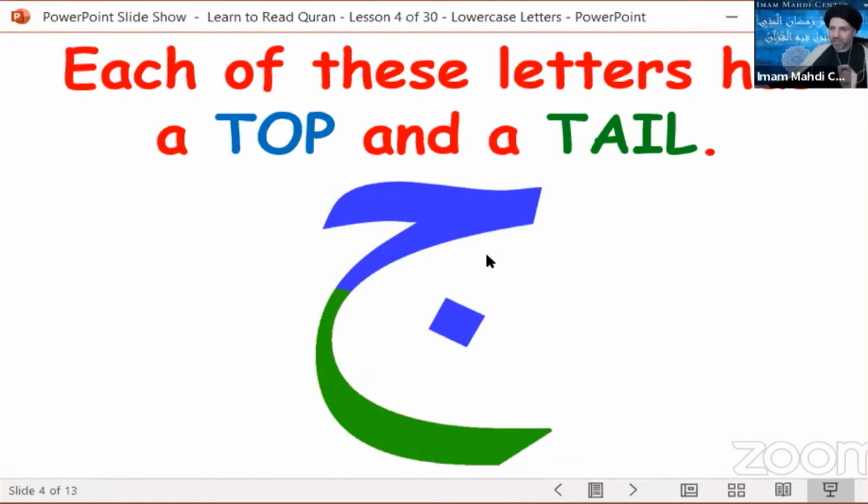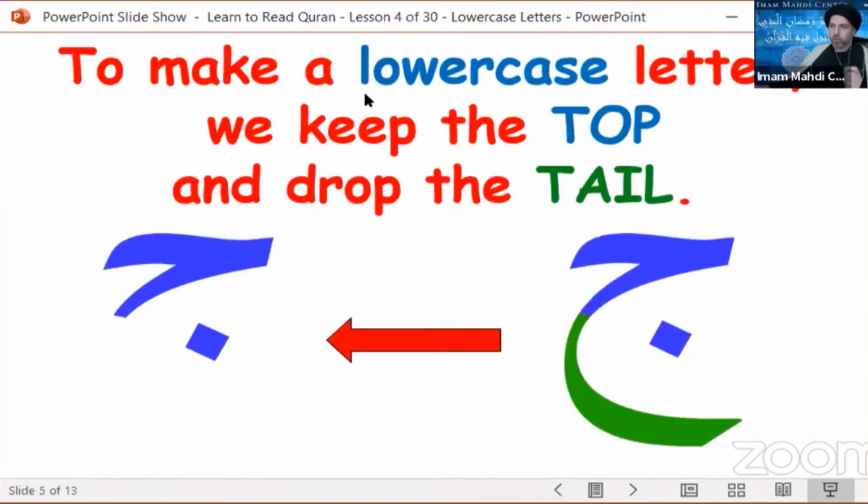So now each letter has a top and what we'd consider a tail. So to make a lowercase letter, we keep the top and we drop the tail. So we see on the right here, we have the full capital Jim. But to make the lowercase, which we see here on the left, what do we do? We drop the tail. We keep the top and we drop the tail. Now, please remember that whenever we keep the top, the dots are always part of the top. We don't ever drop any of the dots.